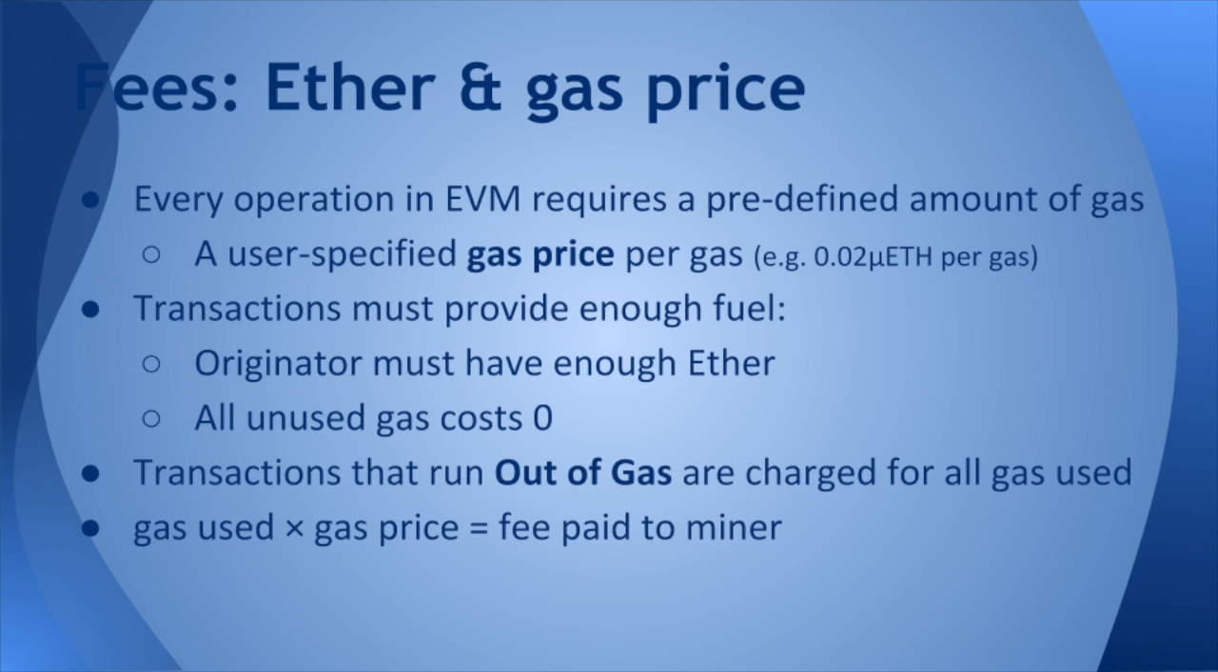And what are some of the implications? When transactions provide the fuel, the originator must have enough ether to pay for that gas. All unused gas will cost 0. And transactions that run out of gas are charged for all the gas that they have used. The formula for the fee paid to the miner is gas used multiplied by gas price.